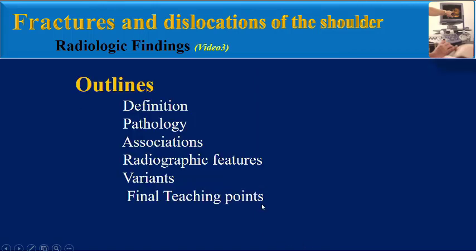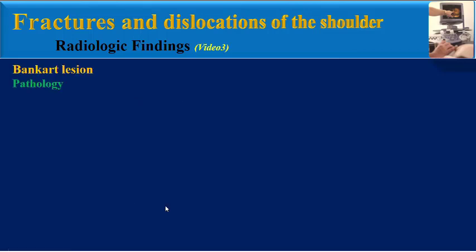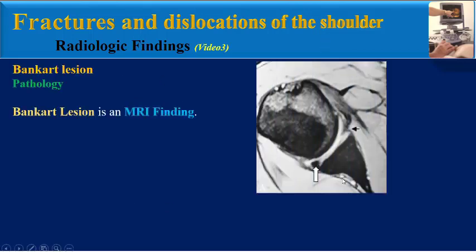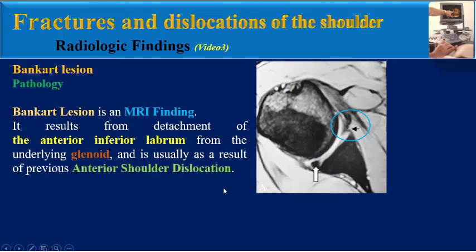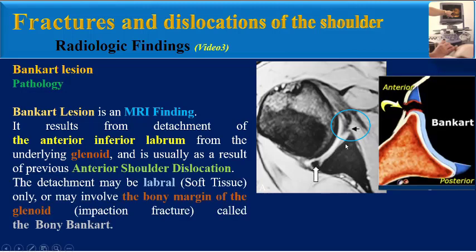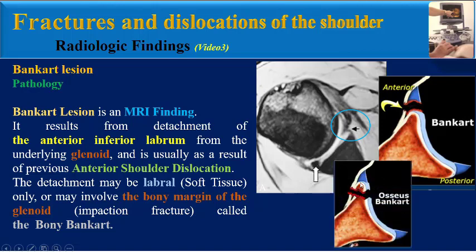What is the pathology of the Bankart lesion? Bankart lesion is an MRI finding. It results from detachment of the anterior inferior labrum from underlying glenoid and is usually as a result of previous anterior shoulder dislocation. The detachment may be labral only or soft tissue Bankart, or may involve the bony margin of the glenoid, also called the bony Bankart lesion.